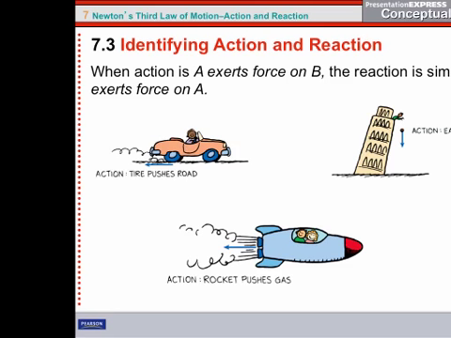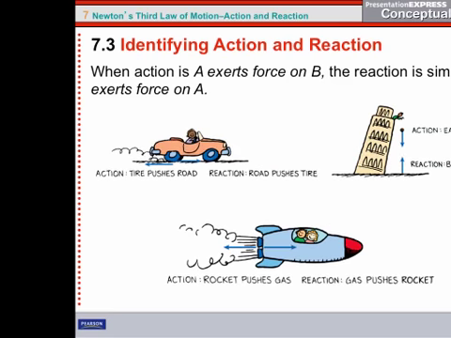So here's some more examples. Action: tire pushes on the road. Reaction: road pushes on the tire. Action: earth pulls on the ball. Reaction: ball pulls on the earth. Action: rocket pushes gas. Reaction: gas pushes rocket.